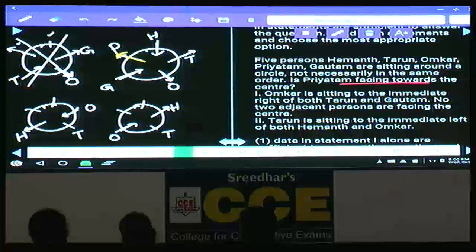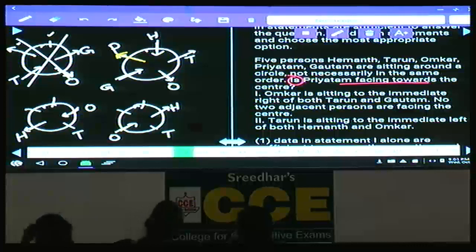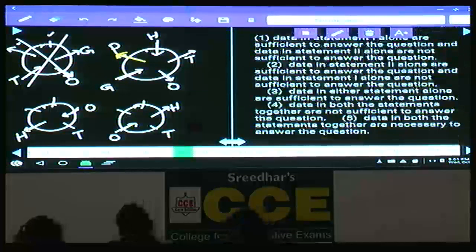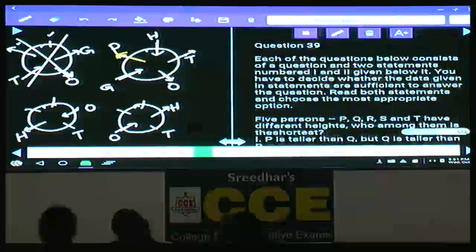Clear now? Whenever the question is of the "is" type, the answer is either definitely true or definitely false. Here I got the answer that Preetham is not facing the center. He is facing away from the center. Clear? Hence what is your answer? Both the statements are required to get the answer, that is question 38, choice 5 is the answer. Then coming to question number 39.